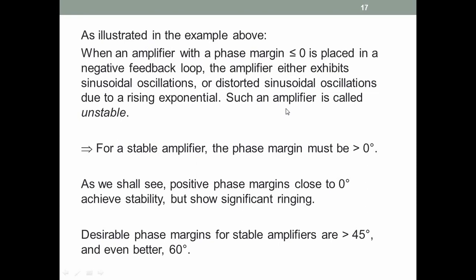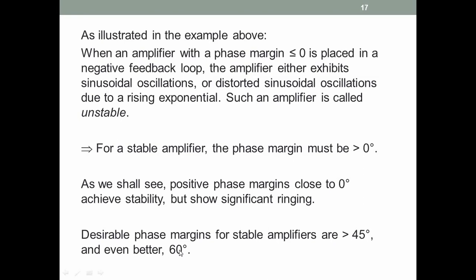Now we'll see later in the next lecture that phase margins close to 0, although they achieve stability, show a lot of what is called ringing, or a lot of underdamped oscillations, and that's not desirable. So for a good stable amplifier, desirable phase margins are greater than 45 degrees. Even better is 60 degrees. So our goal in life would be to make sure that the amplifiers we have designed have phase margins greater than 45 or 60 degrees.